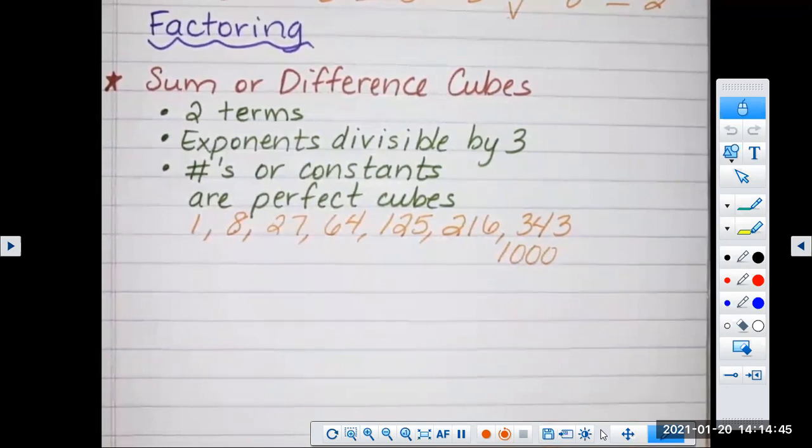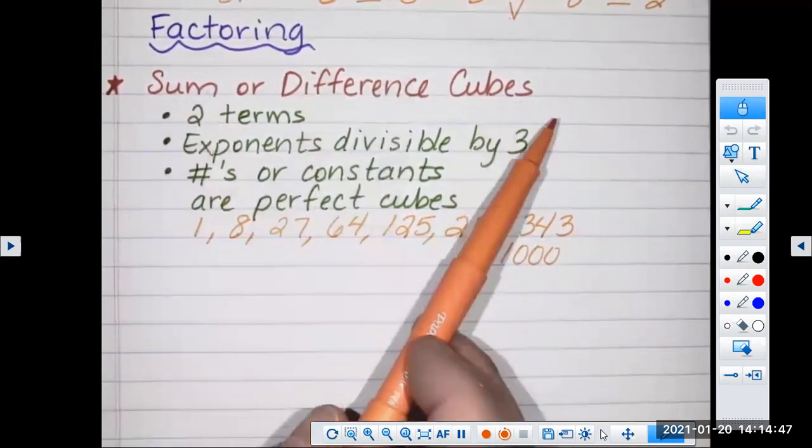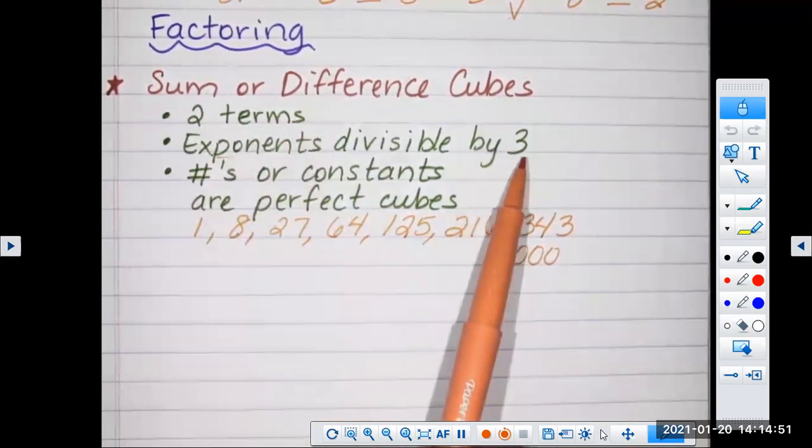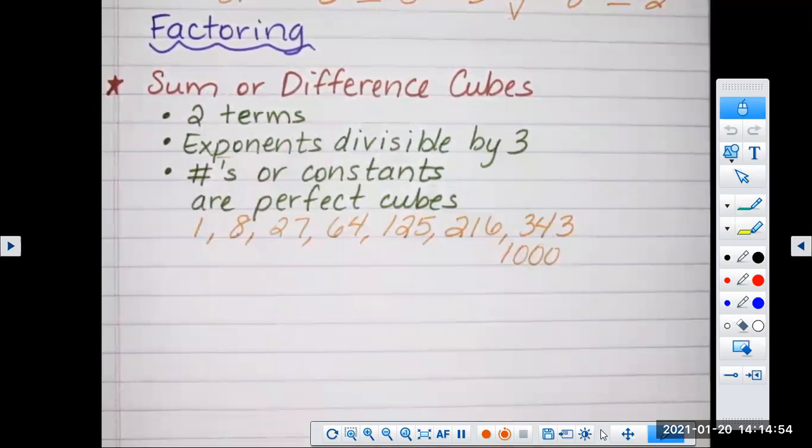All right, so anyway, that's how you pick out if you have the sum or difference of cubes. You only have 2 terms, plus or minus in the middle, exponents divide by 3. All your numbers are perfect cubes.